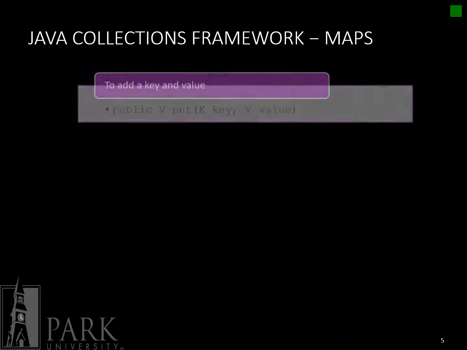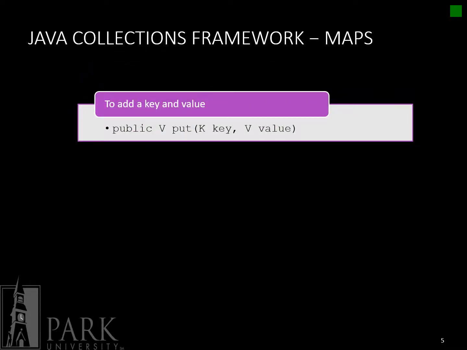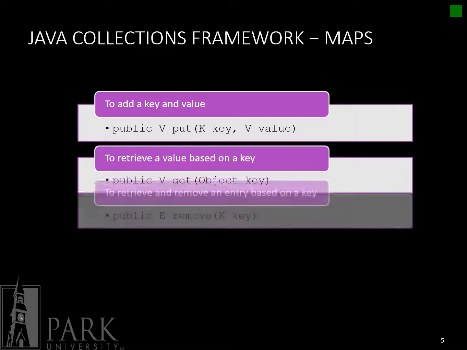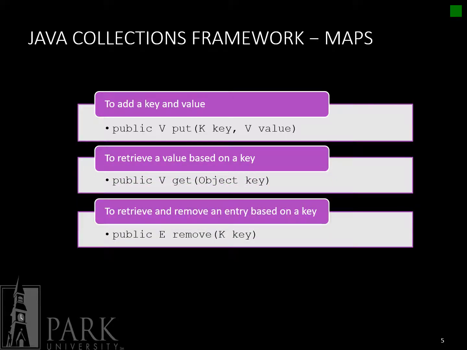Here's some common operations that we can perform on a map. We can add an entry, or we can get an entry, or we can remove an entry.